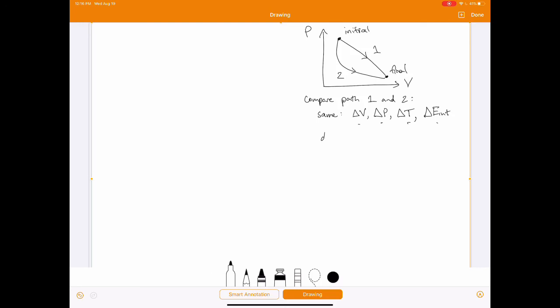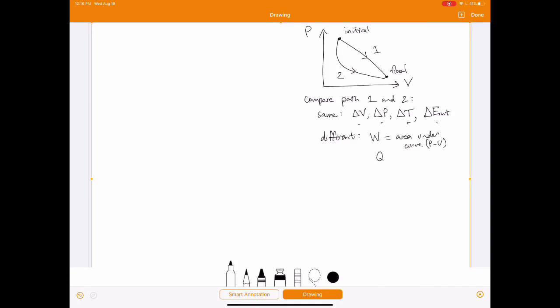But what's different about the two? Well, what's different between these two curves that I've shown? Well, one is the work, right? Because work is area under the curve on the PV diagram. And of course, 1 and 2 have different areas under the curve. So there's a different amount of work being done in the two processes that are being shown here. Also, there's a different amount of heat, okay?